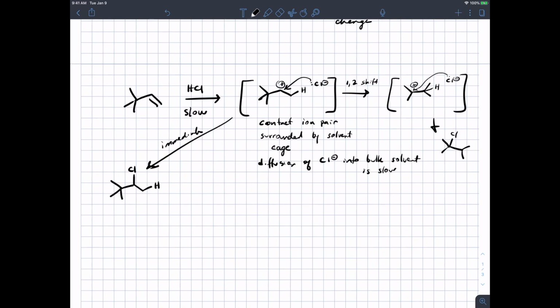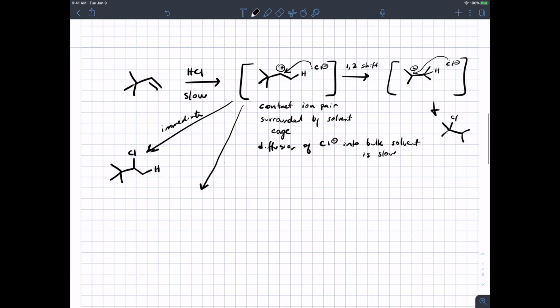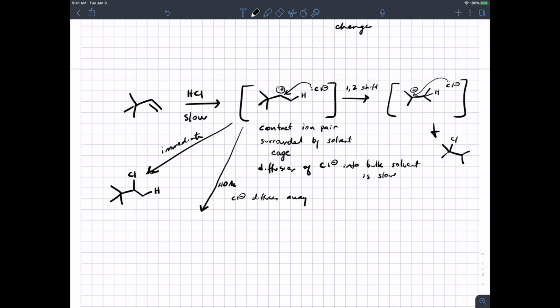It's only at some point that acetate, in order for acetate to compete, acetate would have to diffuse in and chloride would have to diffuse away. Okay. So it seems like adding acetate to that carbocation necessarily requires the contact ion pair to be disrupted.